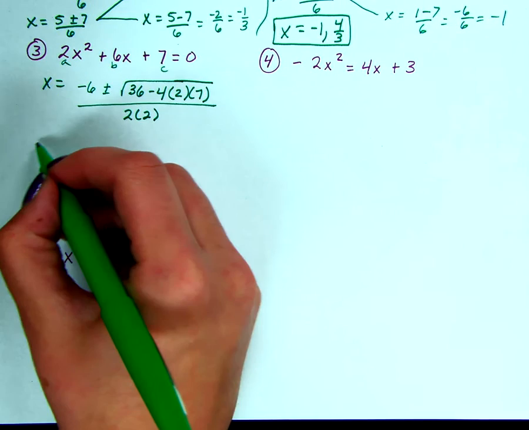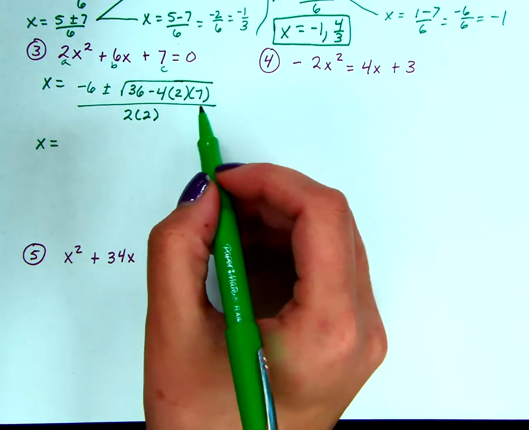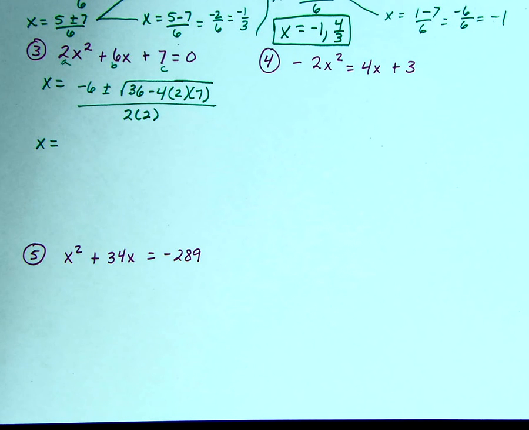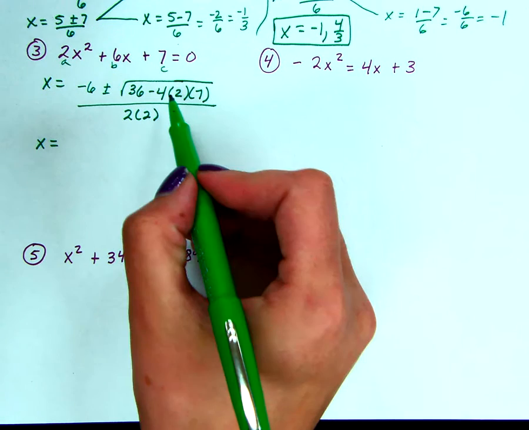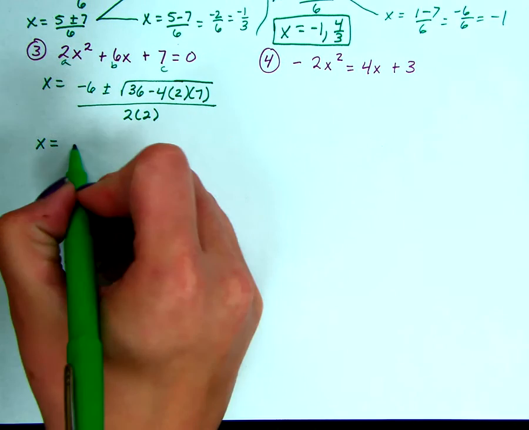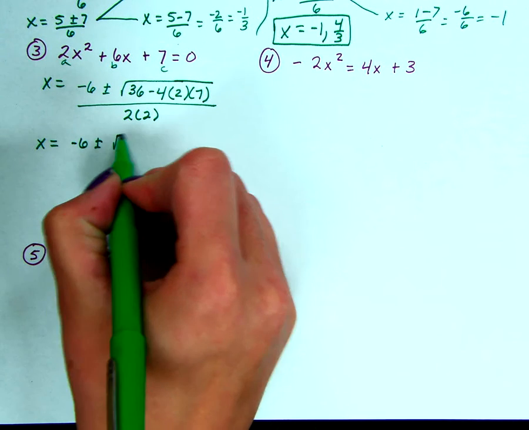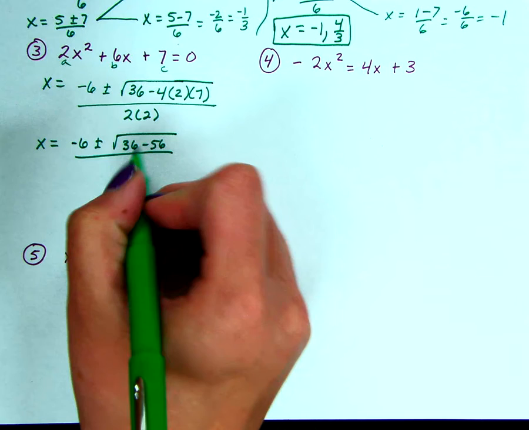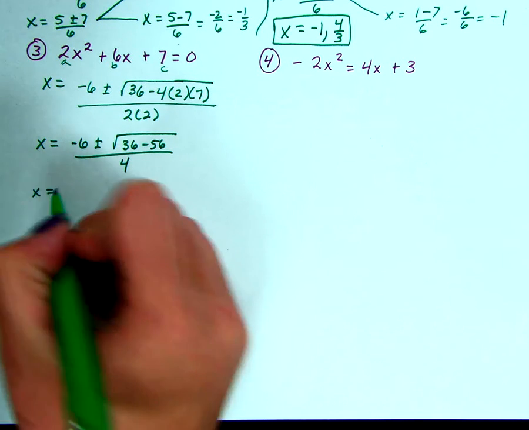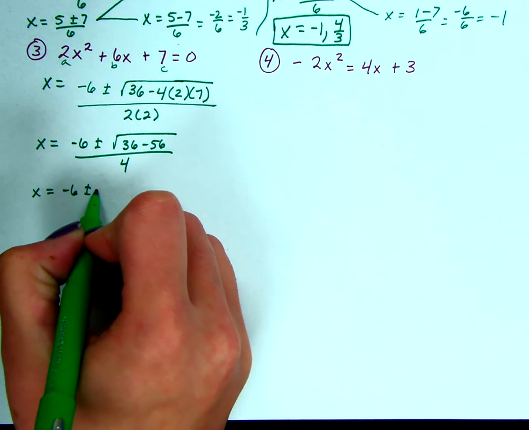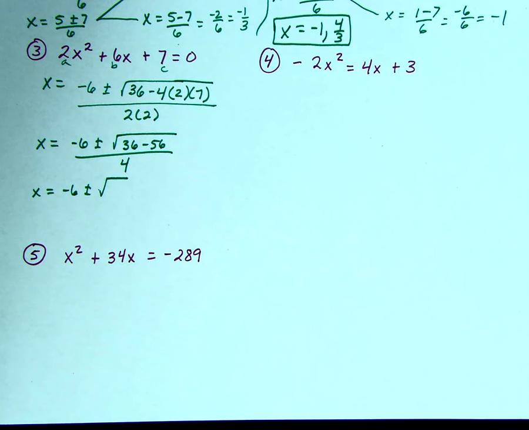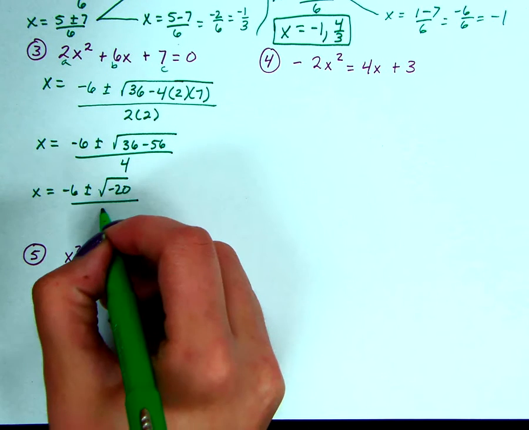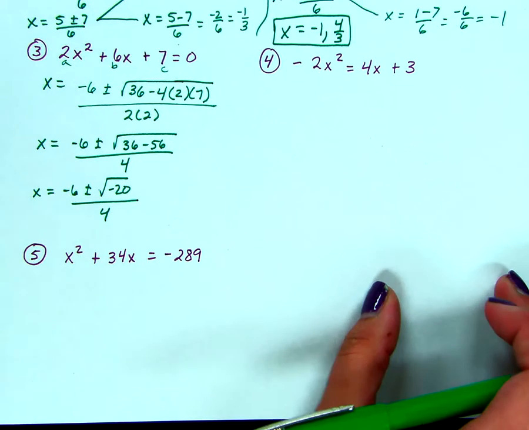So again, we are just working on simplifying. So if I take 7 times 2, that's going to be 14, and then times 4 is 56. So for this problem, we are doing 36 minus 56 over 4. So again, if we combine inside our radical still, 36 minus 56 is going to be a negative 20 over 4 still. So now we are simplifying the radical.